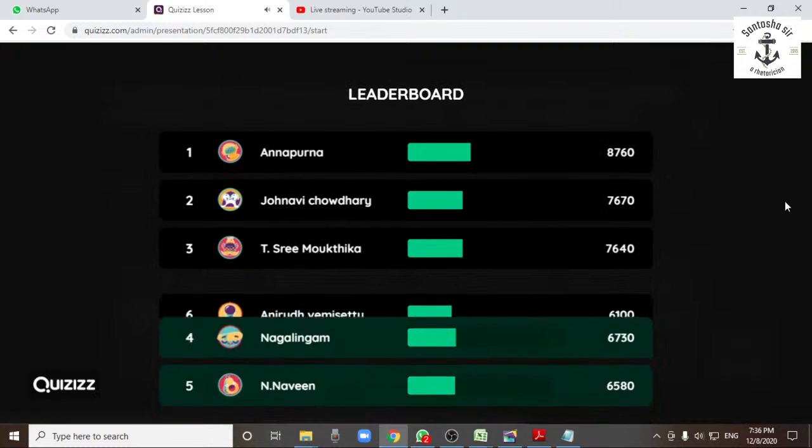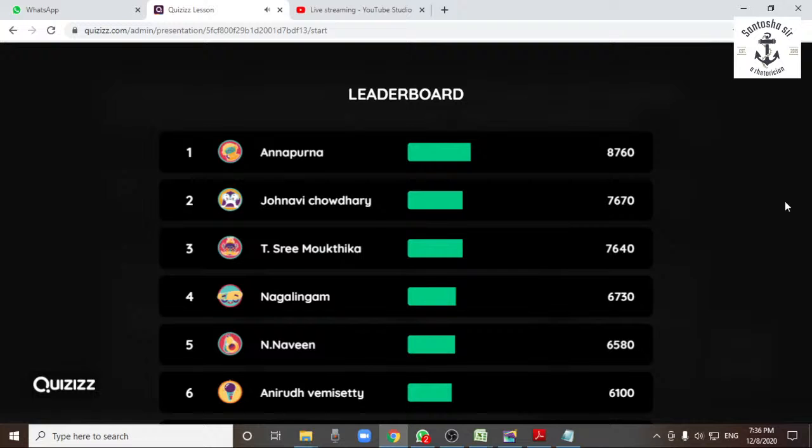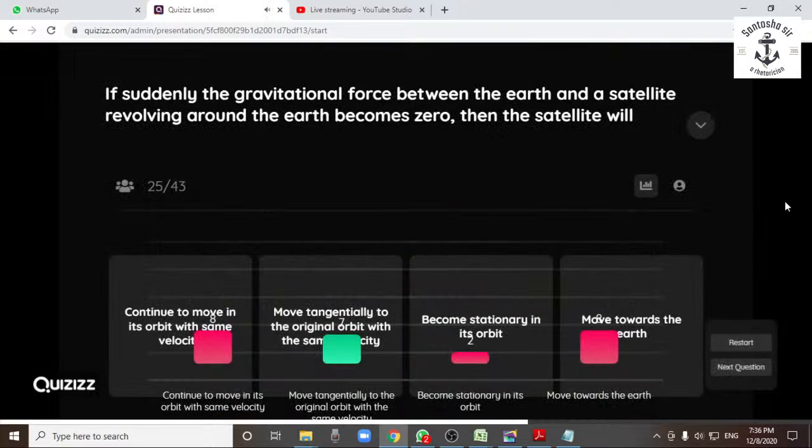We have the scores here. Still, Annapurna is on the top. Jahnavi, Muktika, Nagalingam, Naveen. 7 members answered it right. Moving on to the next question.